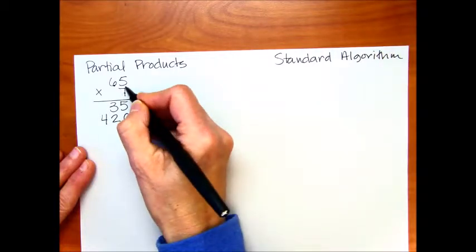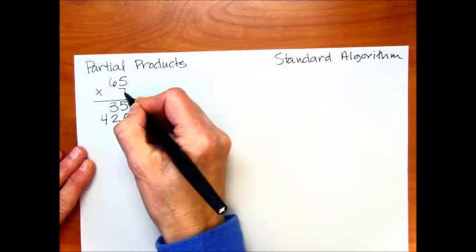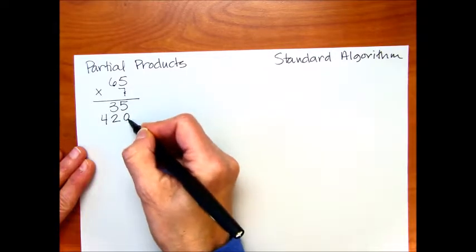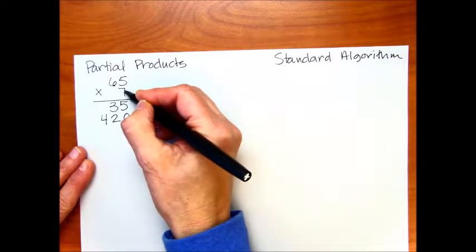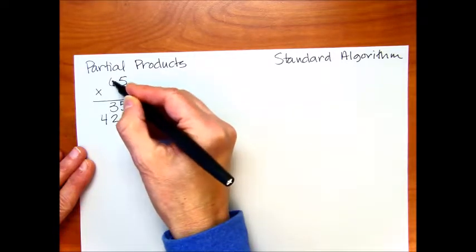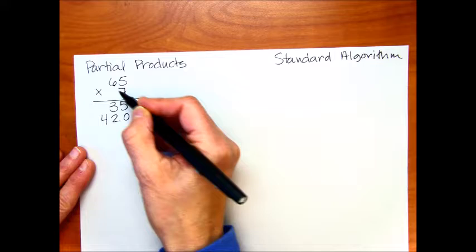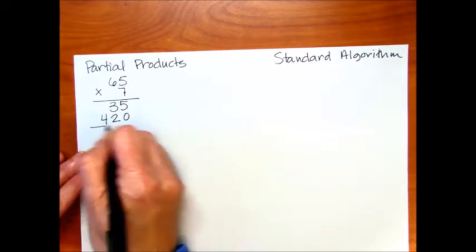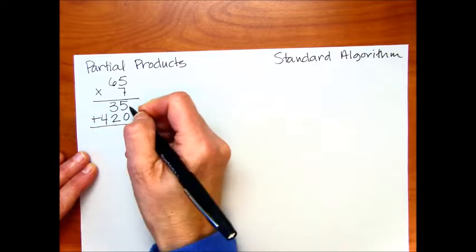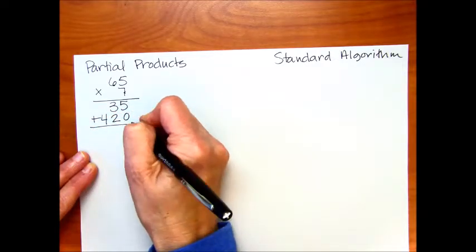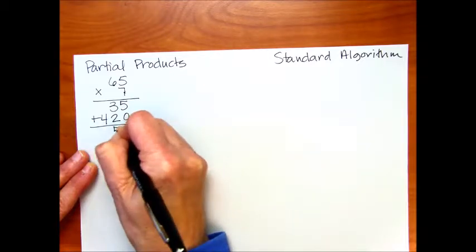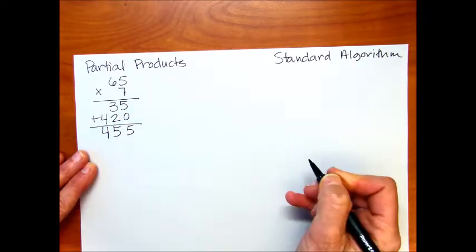The first time, my first multiplication, 7 times 5, the product is written here, and below that is my second multiplication problem, 7 times 60, not 7 times 6. 7 times 60 is 420. Now I'm going to add these products together, and I'm left with 455.